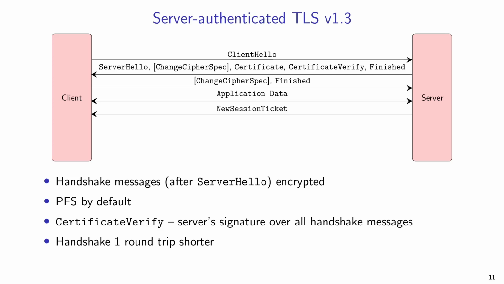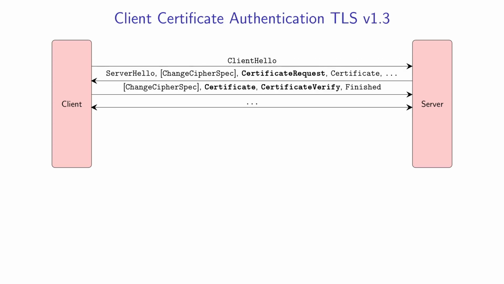And the last improvement to mention is that session resumption is implemented using session tickets. So after the handshake is completed, the server can send the new session ticket handshake message that contains a ticket that can be used by the client to resume the TLS session. So this is about the server-authenticated TLS handshake.